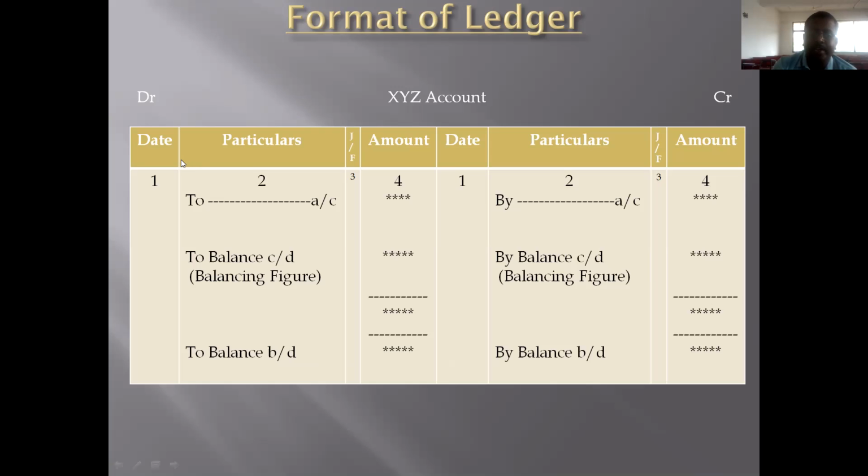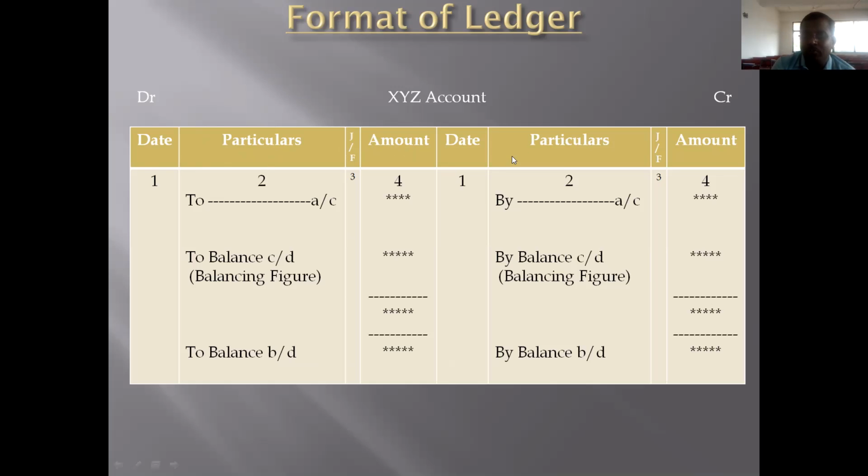First column is date, second column is particulars, third column is JF. Just as you used to write ledger folio in the journal, like that, here we should write journal folio in the ledger. And the fourth column is meant for the amount in rupees. First column is meant for date, second column is meant for particulars, third column is meant for journal folio, fourth column is meant for amount, like this.